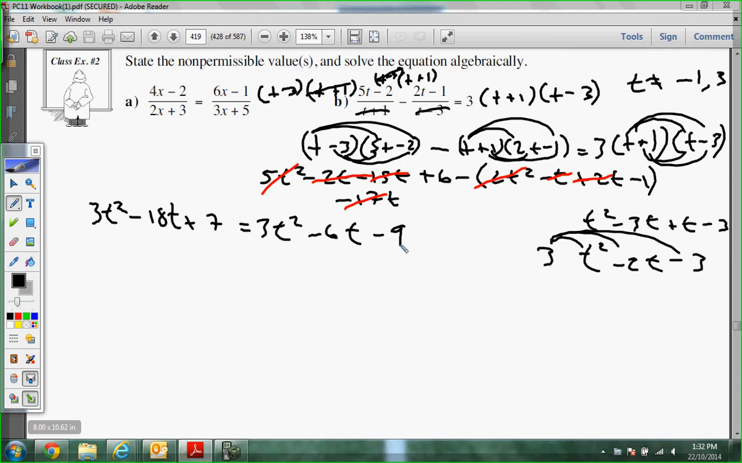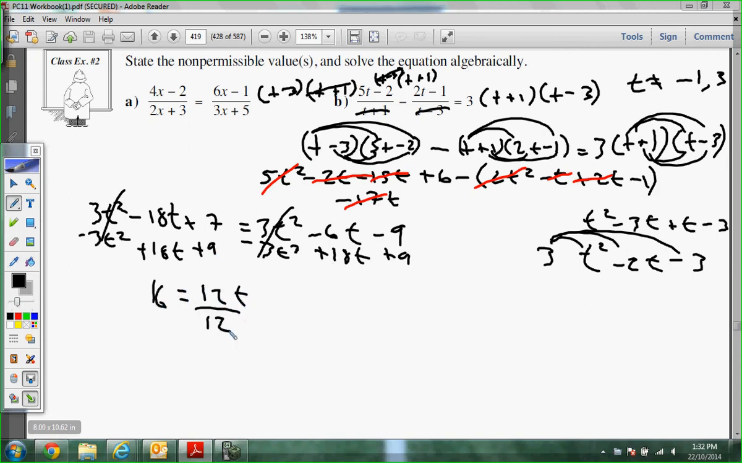Anything else? Okay, so let's finish. Like he's saying, he noticed the pattern. So I have negative 3t squared. These cancel. So now let's put my t's together. I'll add 18t over, and then I'll add the 9 to the other side. So I get 16 equals 12t. So t is 4/3. T is 4/3.